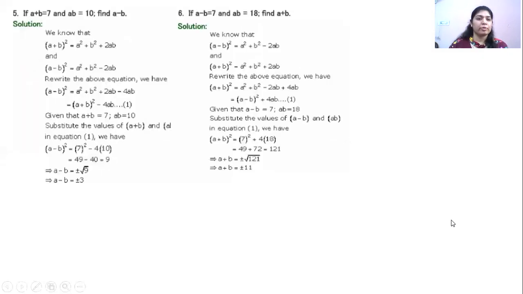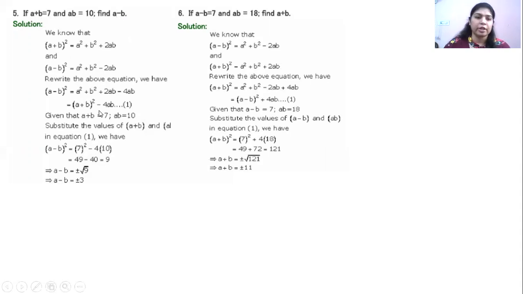Come to question number 5. Here the values of A plus B and AB are given to us, and we have to find A minus B. A plus B is equal to 7, AB is equal to 10. We have to find out A minus B.